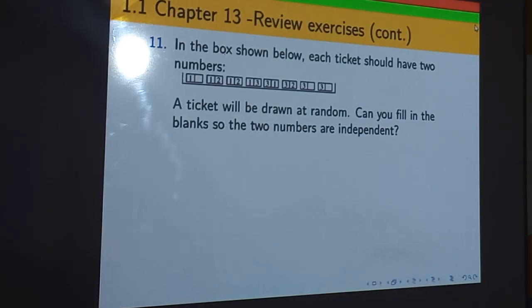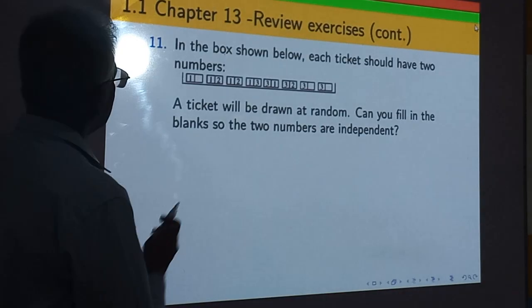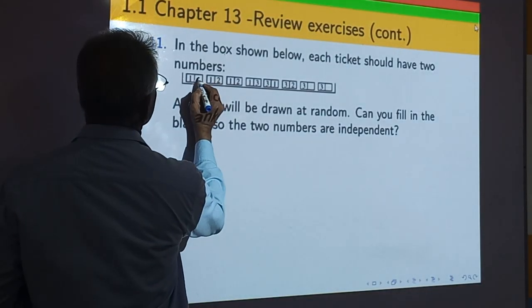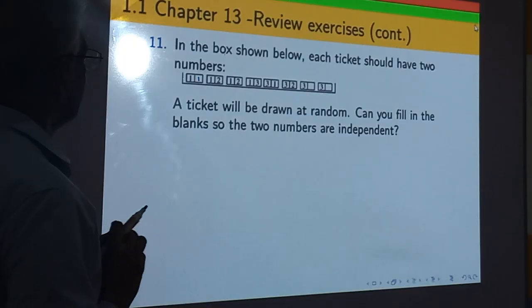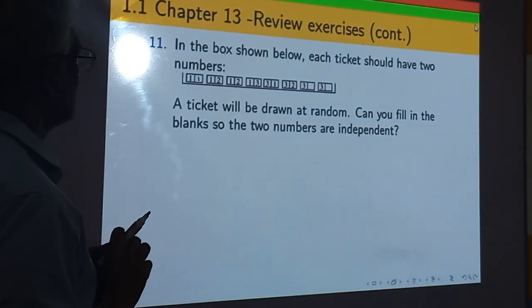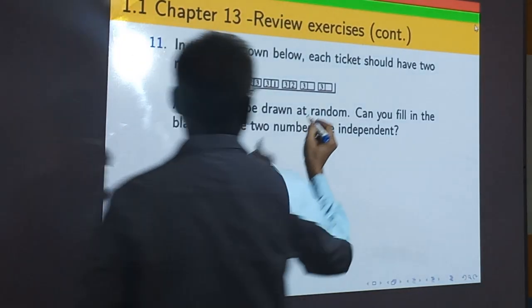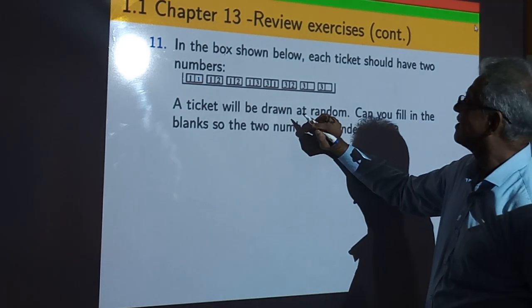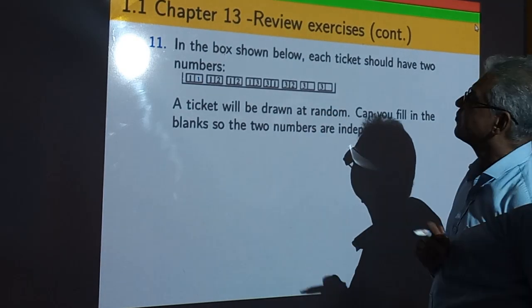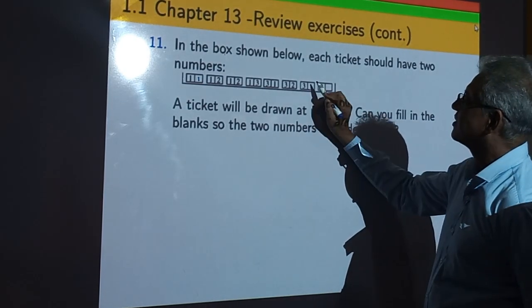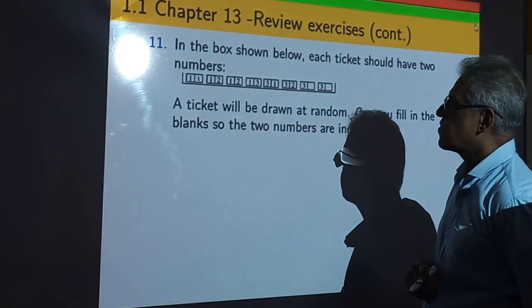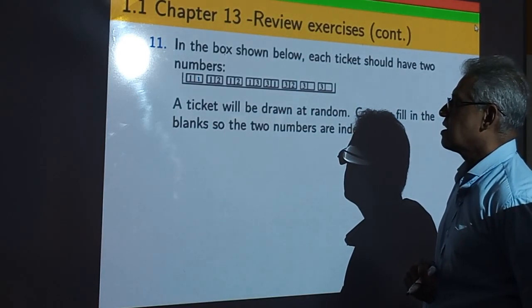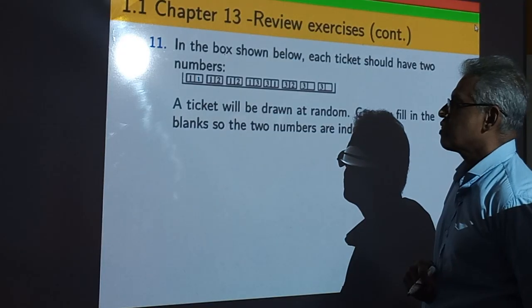First one should be 1. Here, one. Okay. And the second one will be 1, 3. This one, 6.